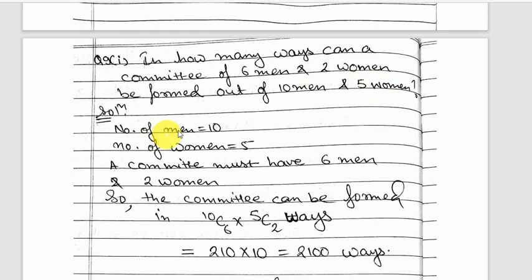So total number of men is 10, total number of women is 5, and the committee must have 6 men and 2 women. That means altogether 8 members will be there. So the committee can be formed in this manner: 6 men out of 10, so 10C6, and 2 women out of 5, so 5C2. So we can have 2100 ways.